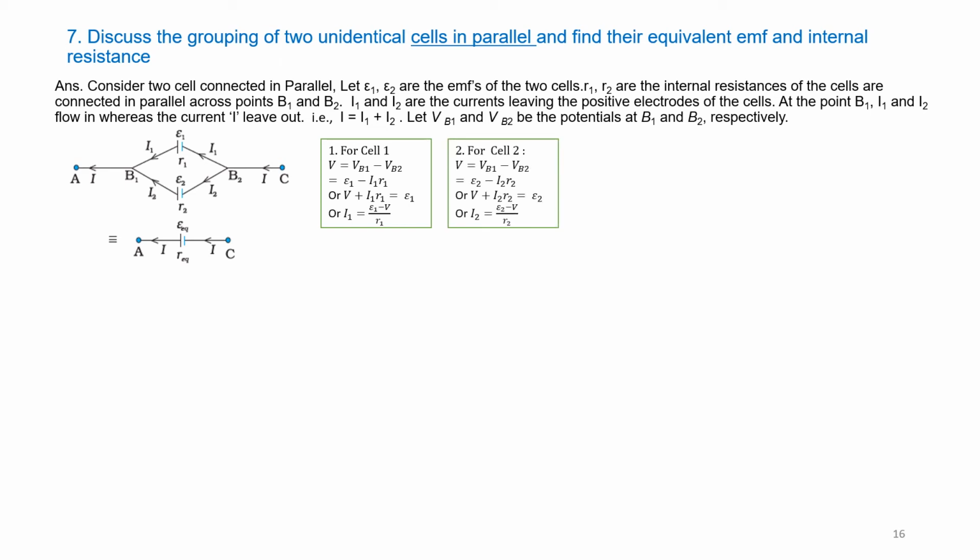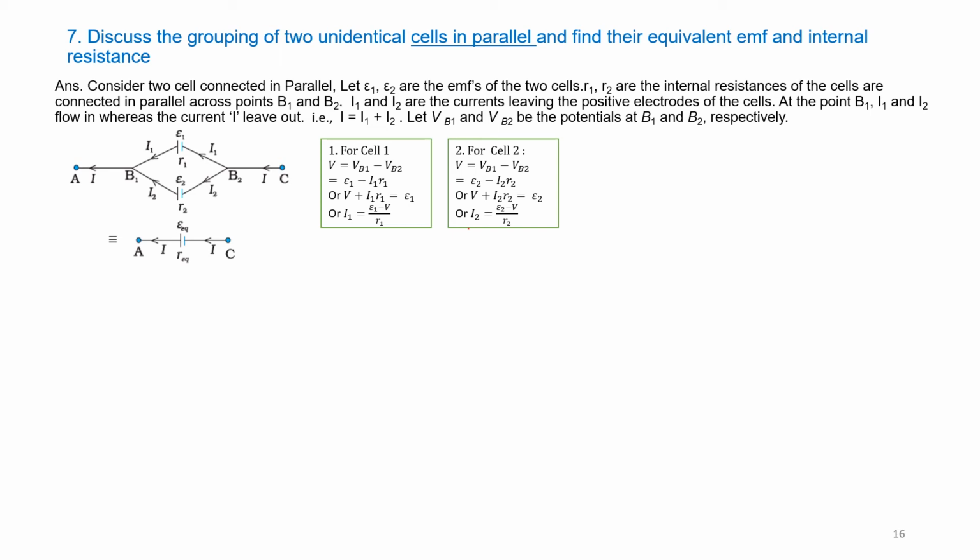Second step is to calculate the current I2 similarly for the cell E2. So we have to find V equal to VB1 minus VB2, that is equal to E2 minus I2 R2. R2 is the internal resistance here. Therefore I2 is equal to (E2 minus V) by R2, as shown here in this second box.